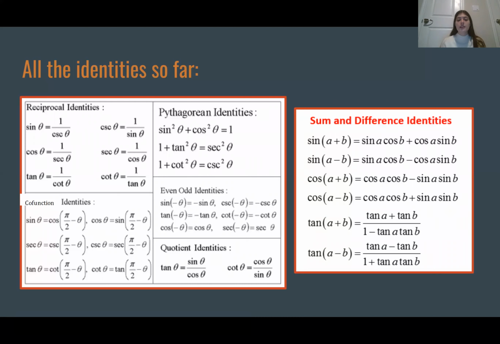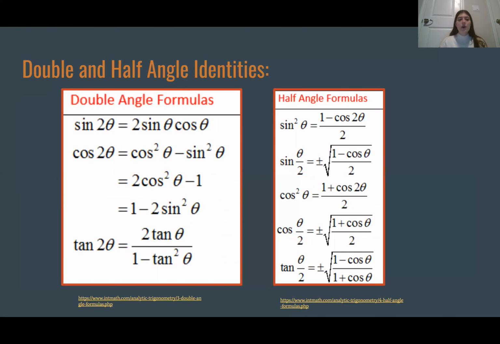So here are all the identities so far. Reciprocal, Pythagorean, cofunction, even and odd, quotient, right? I covered this up so it's actually spelled correctly now, and there were a couple typos, but I think I fixed those. So these are the 5 fundamental ones that we learned in the first video, or that we learned last Monday. These are the sum and difference identities. And now we're going to be talking about the double and half angle identities.